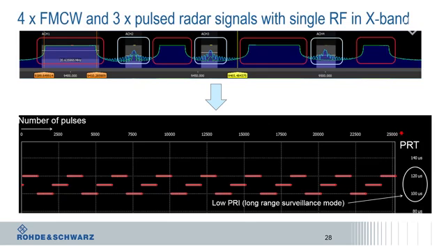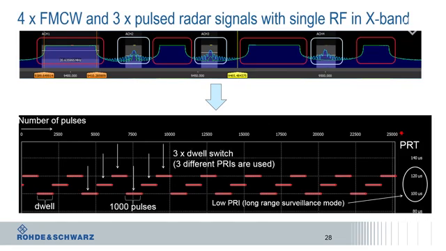One red bar corresponds to the amount of pulses that use the same PRI. This is called dwell. Each dwell consists of 1000 pulses. This radar switches the dwell 3 times. It means that this radar mode uses 3 different PRIs from 100 microseconds to 110 microseconds up to 120 microseconds. Therefore, you can see the 3 white arrows which indicate the switchover.